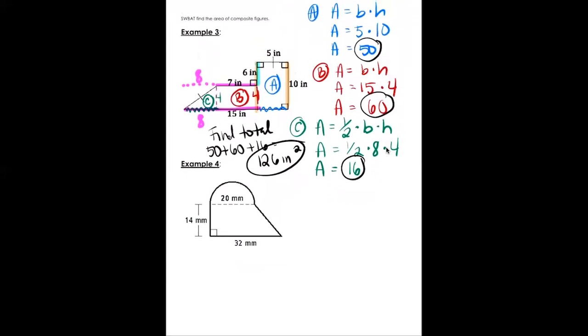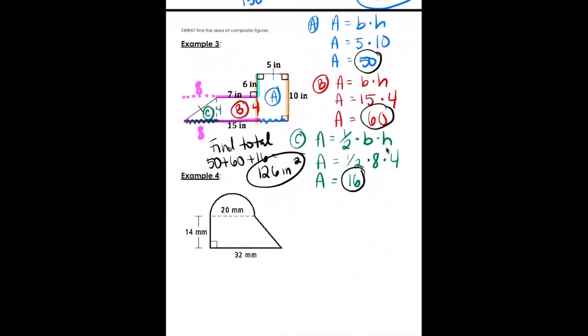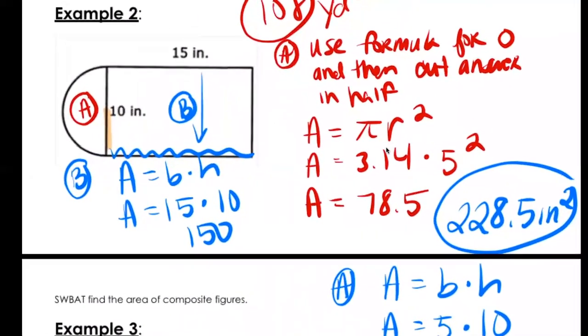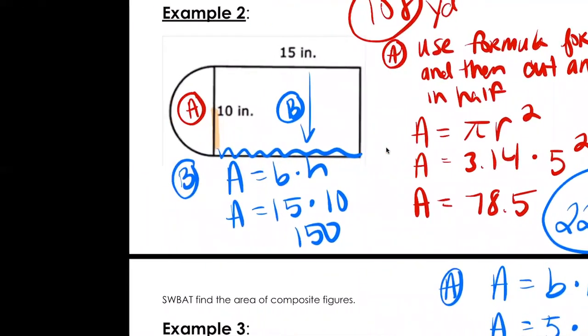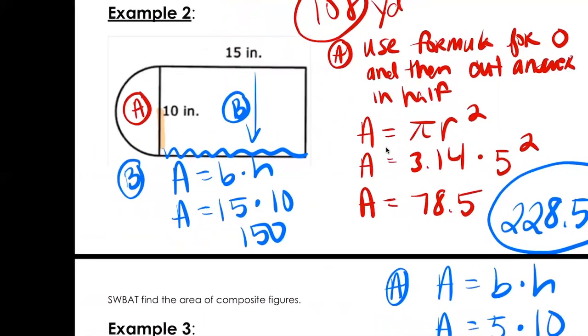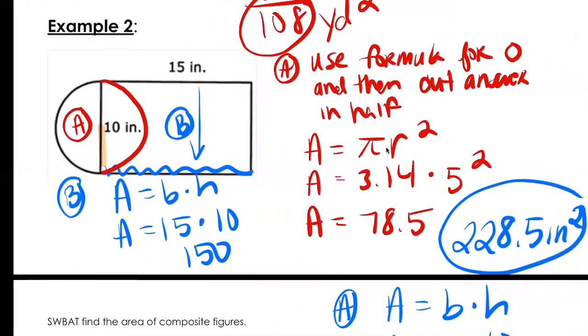Last one. They already cut this piece off right here. Oh, yeah, I just realized something. We gotta back up. Go back to example 2. Example 2, we had a semicircle, right? And I found the area of a circle. So we got 78.5, but that's not the area of this. The area, 78.5, would be this whole thing right here, right? So I need to cut it in half. I forgot to do that.